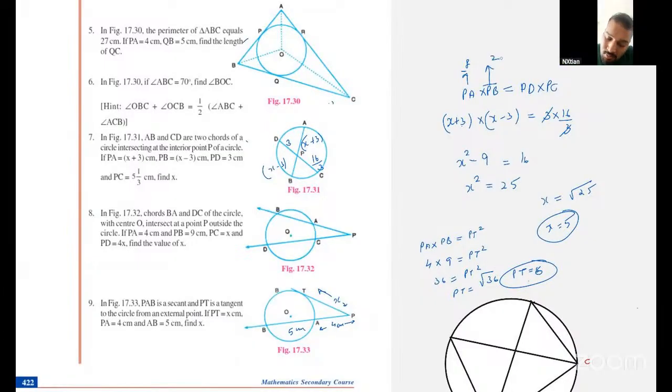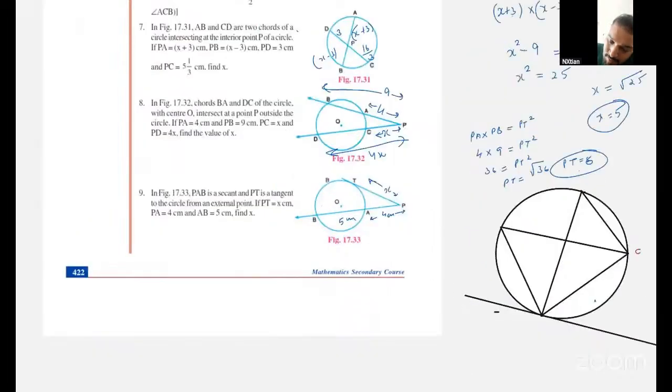Okay. So PA is given, which is 4. You guys can make a diagram and just write it down. PB is 9, PC is x, and PD is 4x. So same relation. What is the relation? PA into PB is equal to PC into PD. Now PA is 4 into 9 is equal to x into 4x.